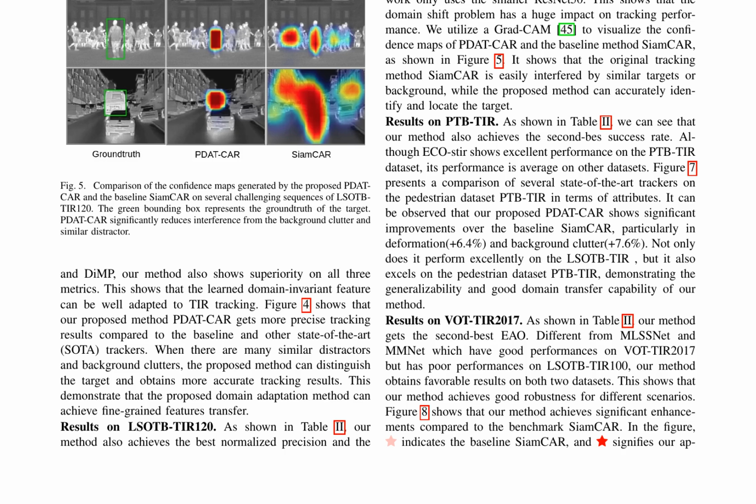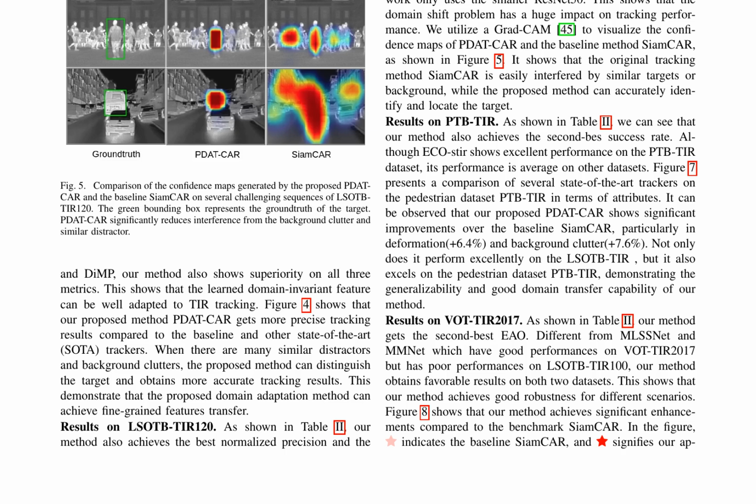Grad-CAM visualization highlights the ability of PDAT-CAR to accurately identify and locate the target, even in the presence of similar targets or background. PDAT-CAR also demonstrates excellent performance on the PTB-TIR and VOT-TIR 2017 datasets, achieving the second-best success rate on PTB-TIR and the second-best EAO on VOT-TIR 2017. A comparison of several state-of-the-art trackers on the PTB-TIR dataset in terms of attributes shows the significant improvements of PDAT-CAR over SiamCAR, particularly in deformation and background clutter.